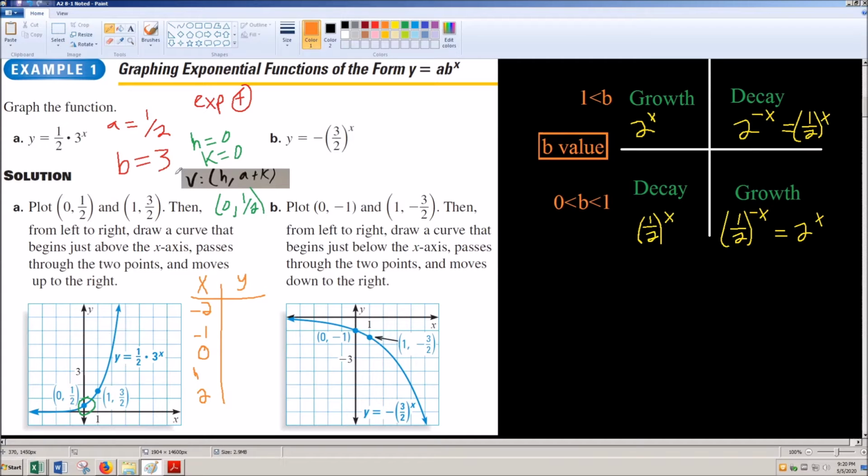So 3 raised to the -2 is going to give me 1/9 because it's 1 over 3 squared. And I'm doing 1/2 of 1/9 because I've got this a value as well. So 1/2 of 1/9 is 1/18. Now I'm going to be doing 1/2 of 1/3, which is 1/6. For our 0, we said it was just going to be 1/2, which is 1/2 times 1, because 3 to the 0 is 1. For my 1 value here, I'm going to get 3/2, and then I'm going to get 9/2 here.